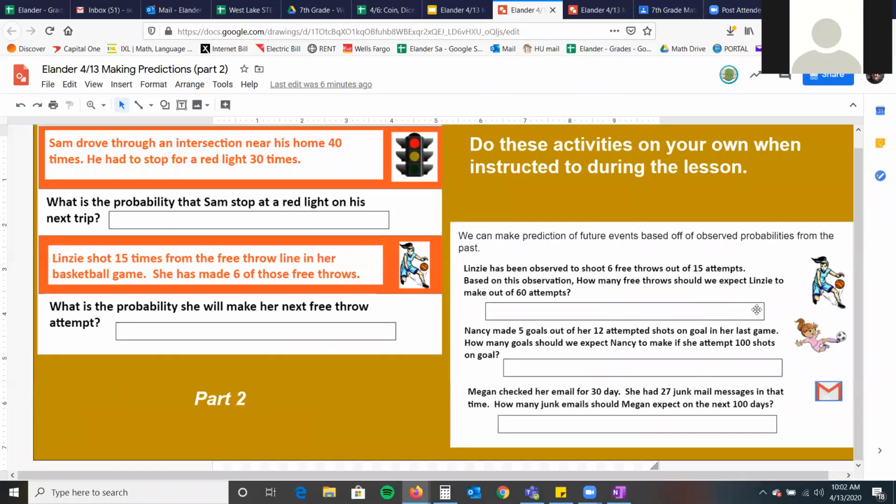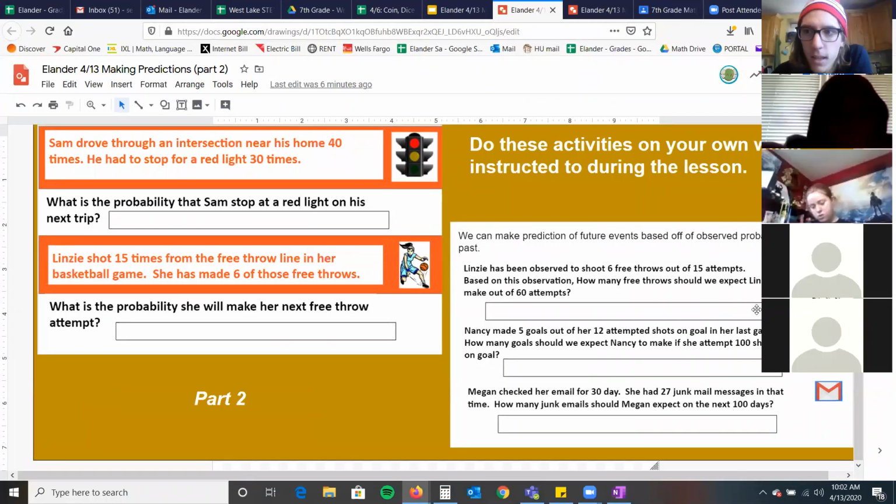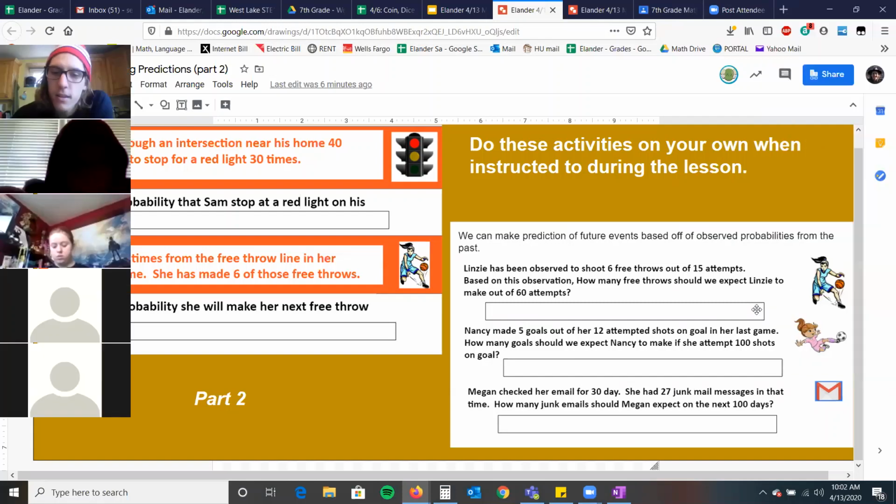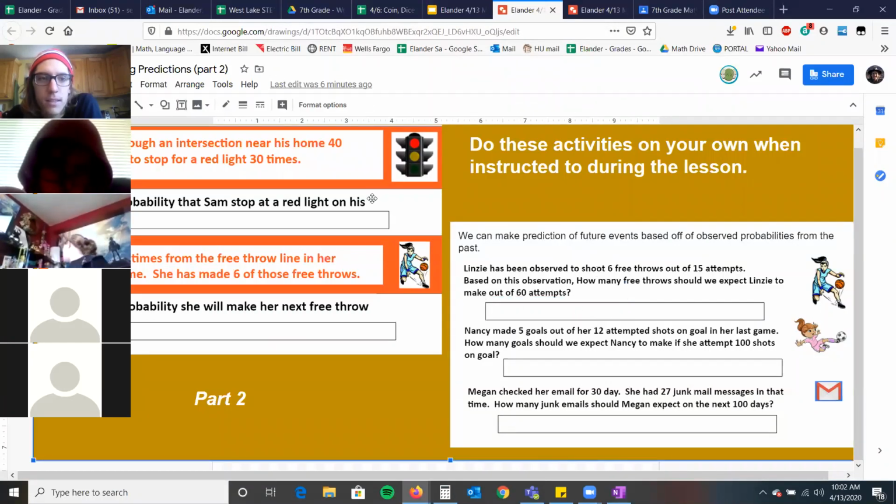So we use the results to predict the future. We're like fortune tellers over here. So we use those percentages to then find out how many attempts she might make in 60 attempts.